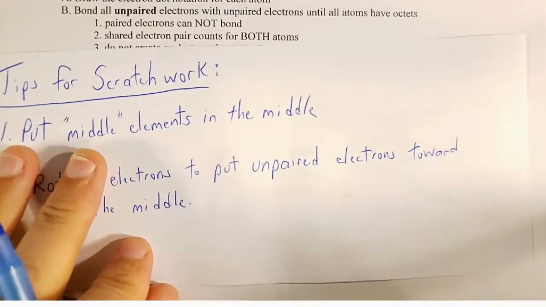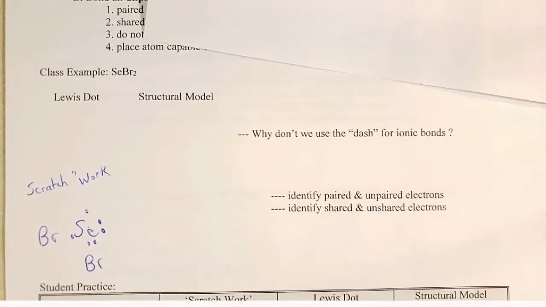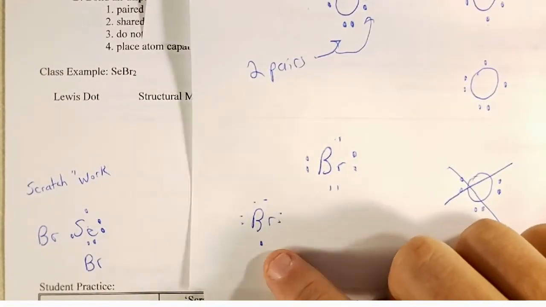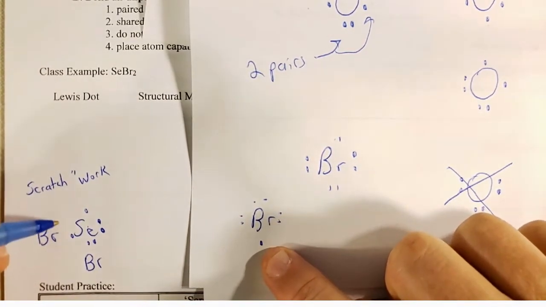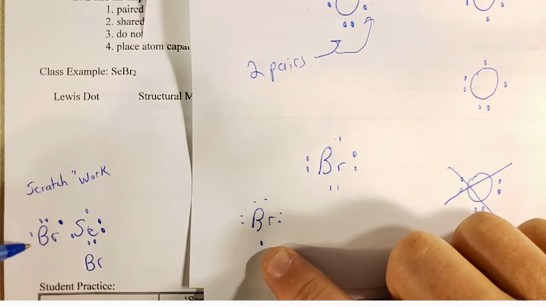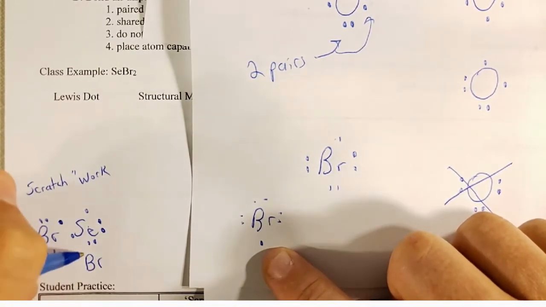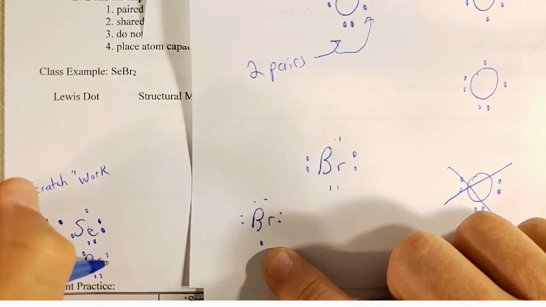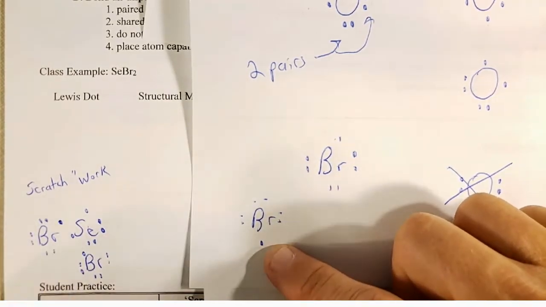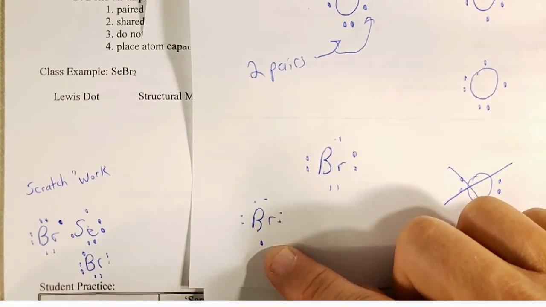So what I like to do when I'm doing my scratch work is to take my bromine, and it's got this 1 unpaired, and I'm going to put it towards the middle. So in this case, I'm going to draw my bromine with that 1 unpaired electron here, and then I'll draw my other 3 pairs around it the other way. And this one, I'm going to rotate toward the middle. I didn't draw this very well here. I didn't give myself a lot of space, but then here's my 3 other pairs. So that will usually make your life a little bit easier if you draw things that way.